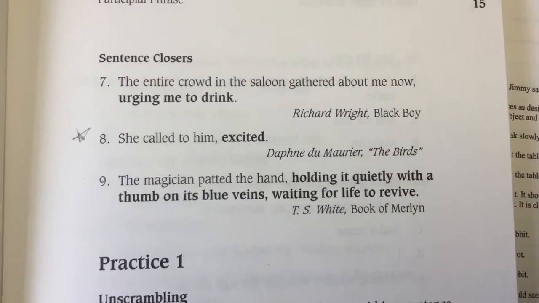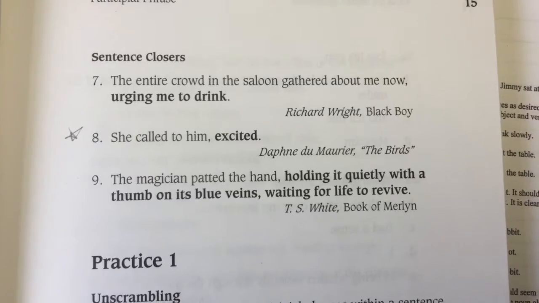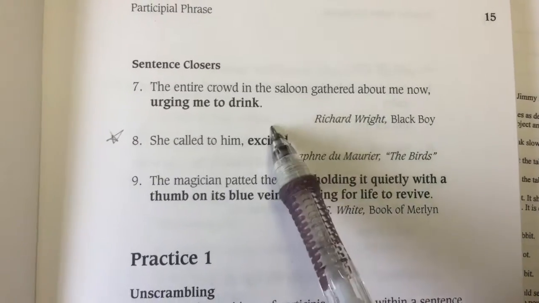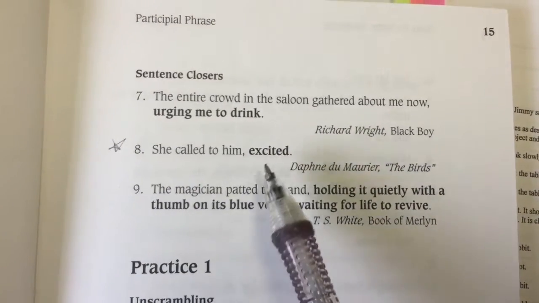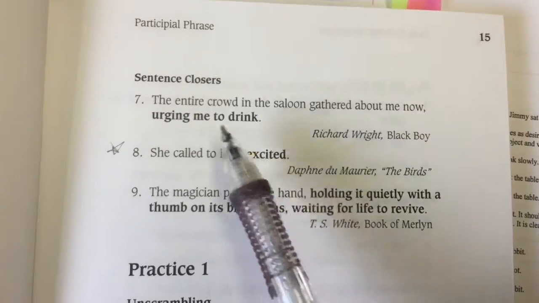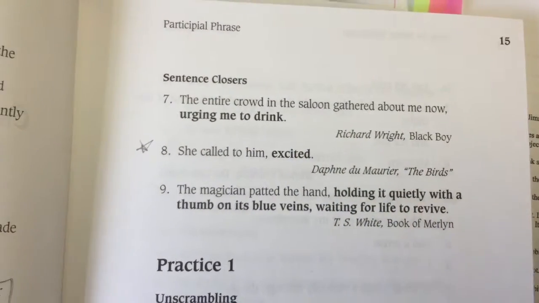And then we have some sentence closers. The entire crowd in the saloon gathered about me now, urging me to drink. She called to him, excited. Right? That was just a participle, not a phrase. That's a phrase. That's a phrase.